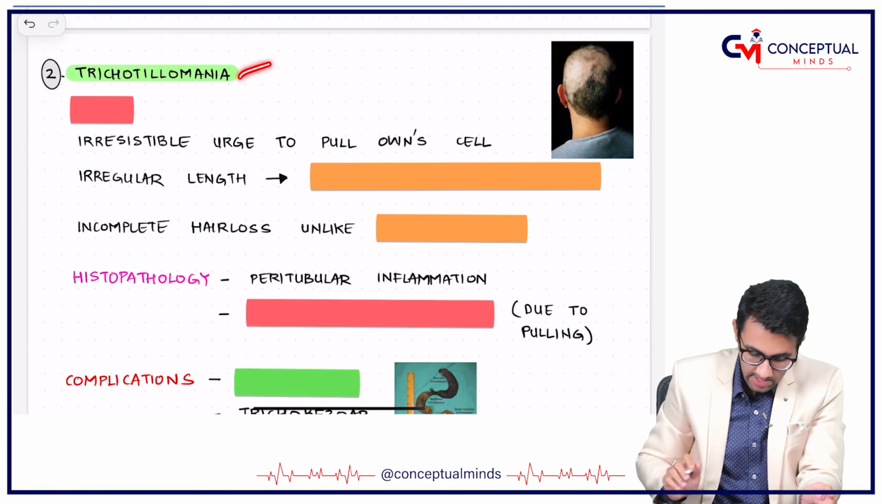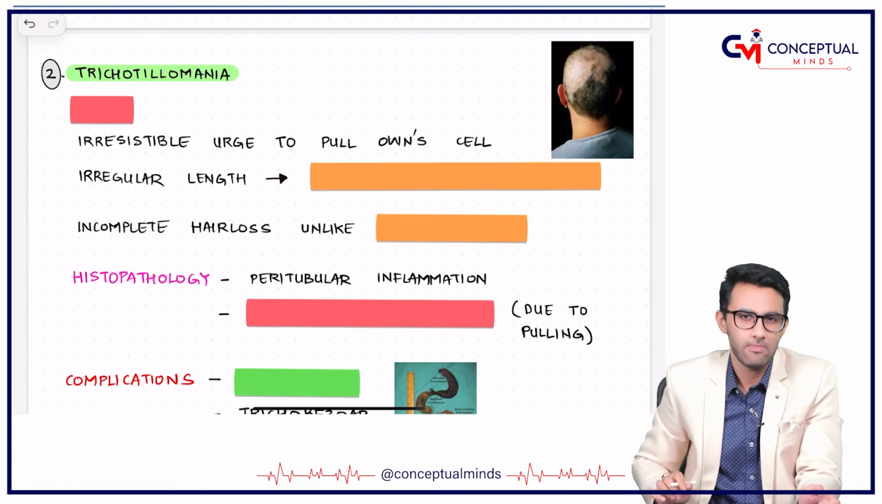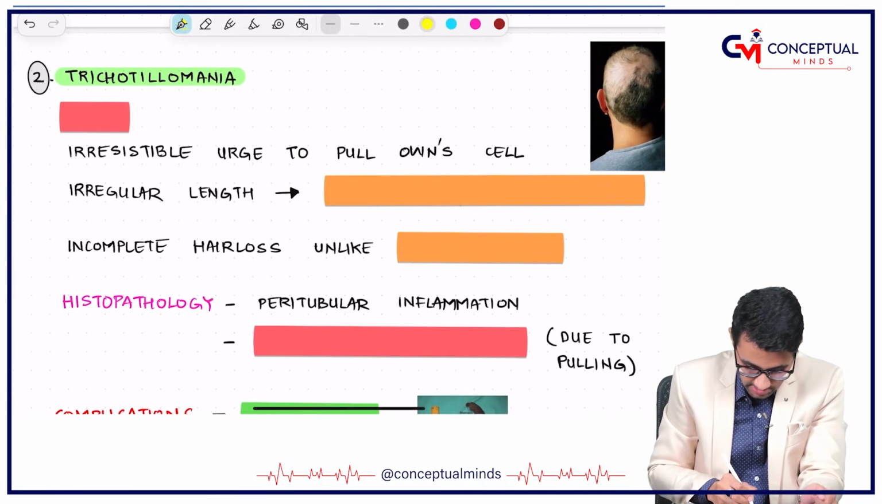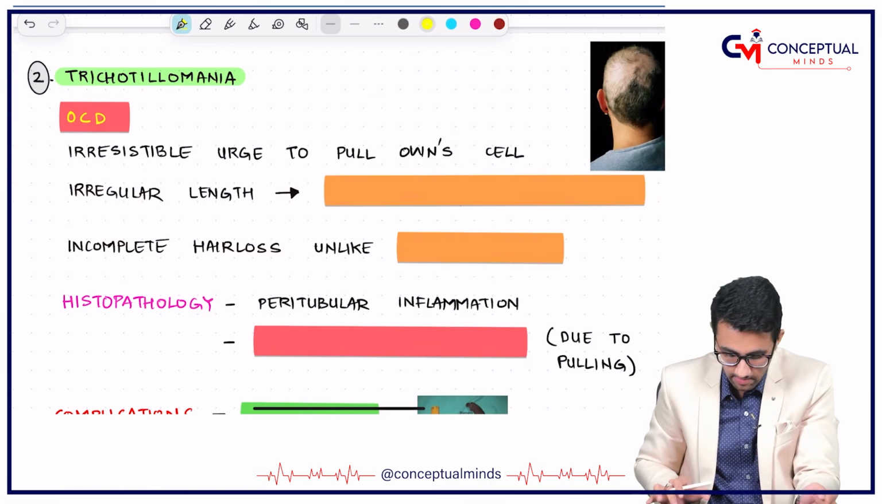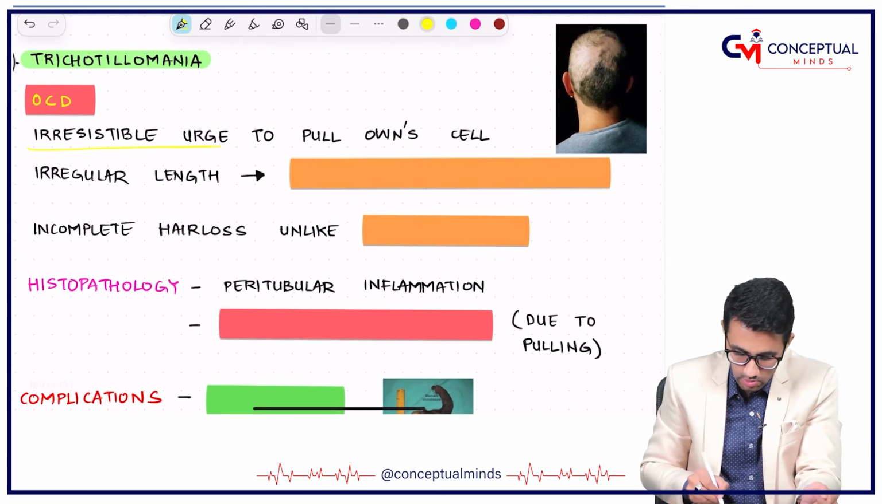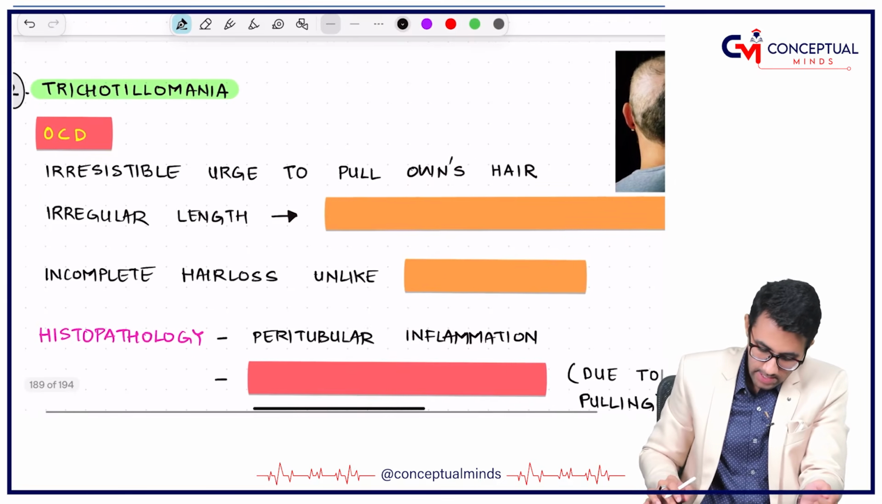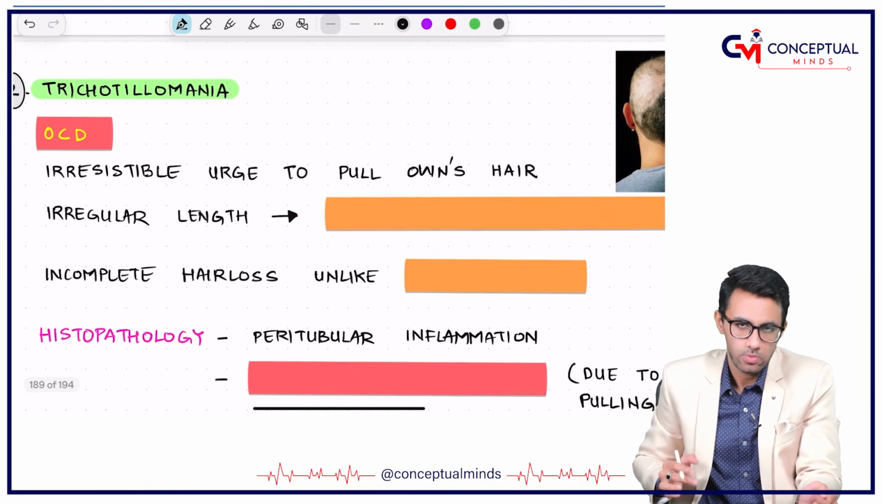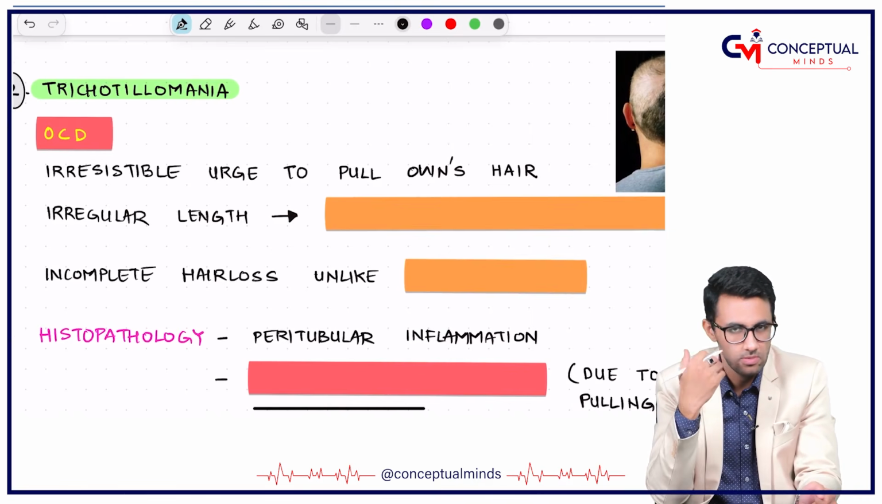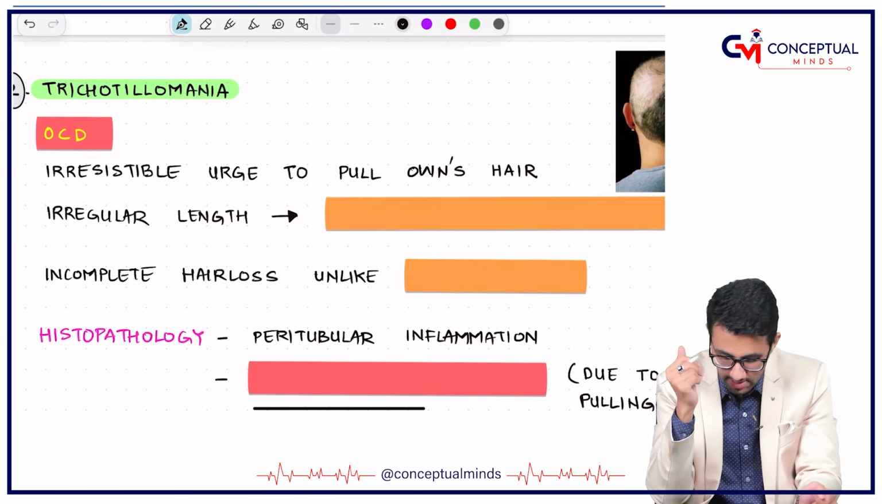So next up we have trichotillomania. Okay, we just read about this, right? So trichotillomania is what? It is an OCD, obsessive compulsive disorder. What is it? It is the irresistible urge to pull one's own hair. So it is just like an OCD, the patient will be doing it again and again, and yes, the insight will be there.